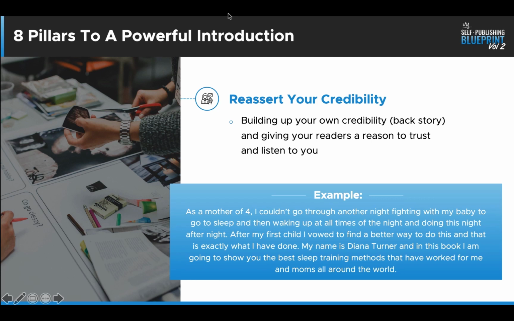As a mother of 4, I couldn't go through another night fighting with my baby to go to sleep, and then waking up at all times of the night and doing this night after night. After my first child, I vowed to find a better way to do this, and that's exactly what I've done. My name is Diana Turner, and in this book, I'm going to show you the best sleep training methods that have worked for me and moms all over the world.